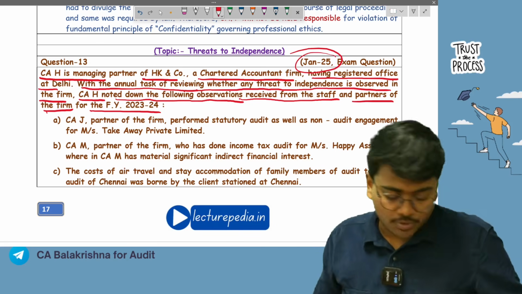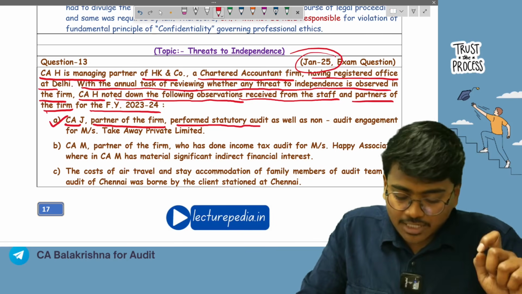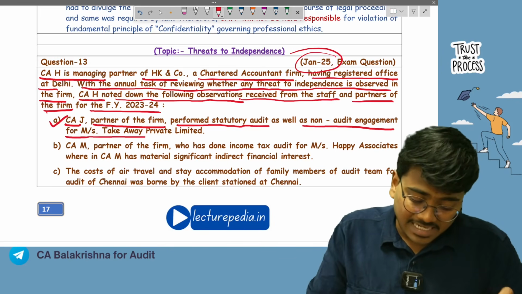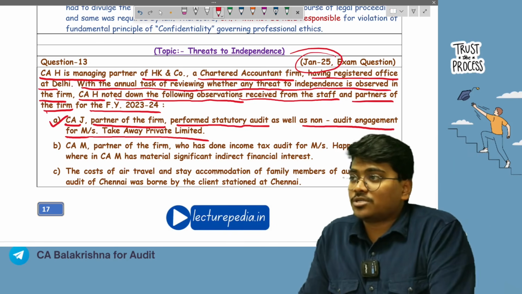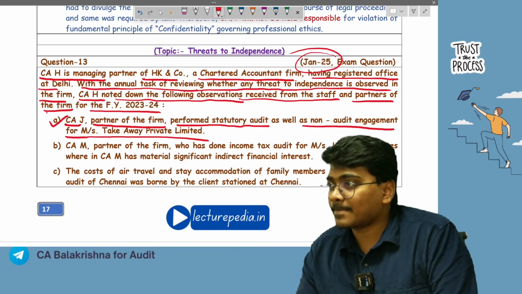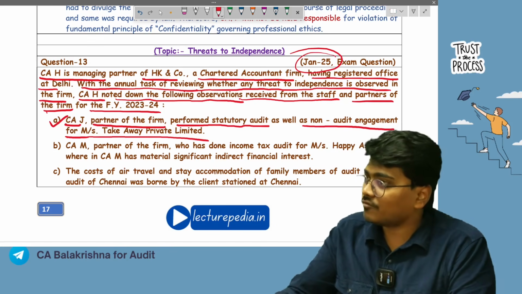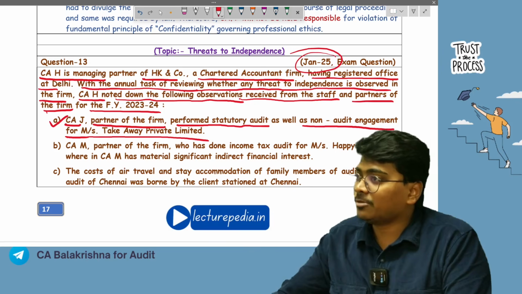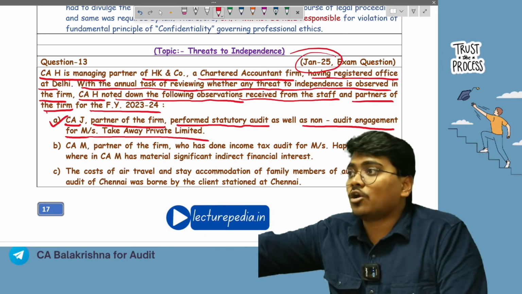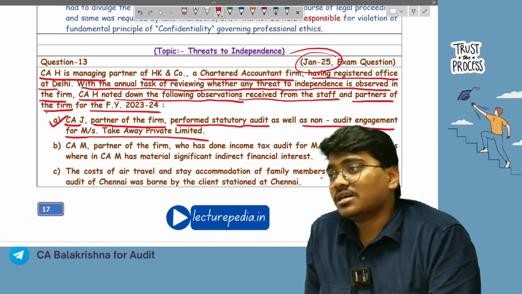Okay, let us read situation wise. Point number A. CAJ, partner of the firm, performed statutory audit as well as non-audit engagement for Measures Take Away Private Limited. Now, if you do statutory audit as well as some non-statutory audit work, non-statutory work means any work like preparing financial statements or helping the client to implement internal controls, all that comes under non statutory audit. So this will create self review threat.